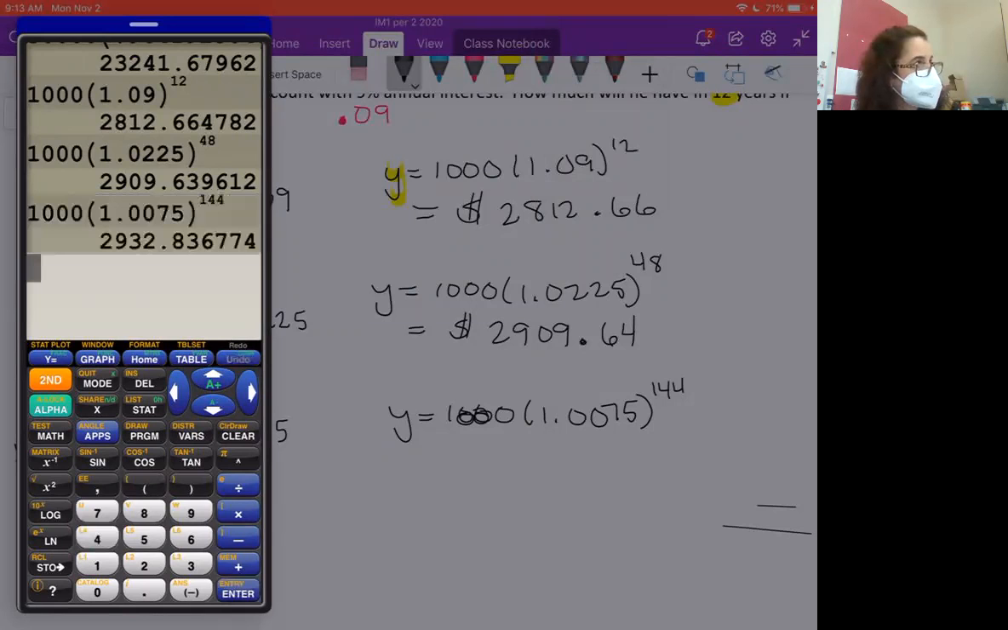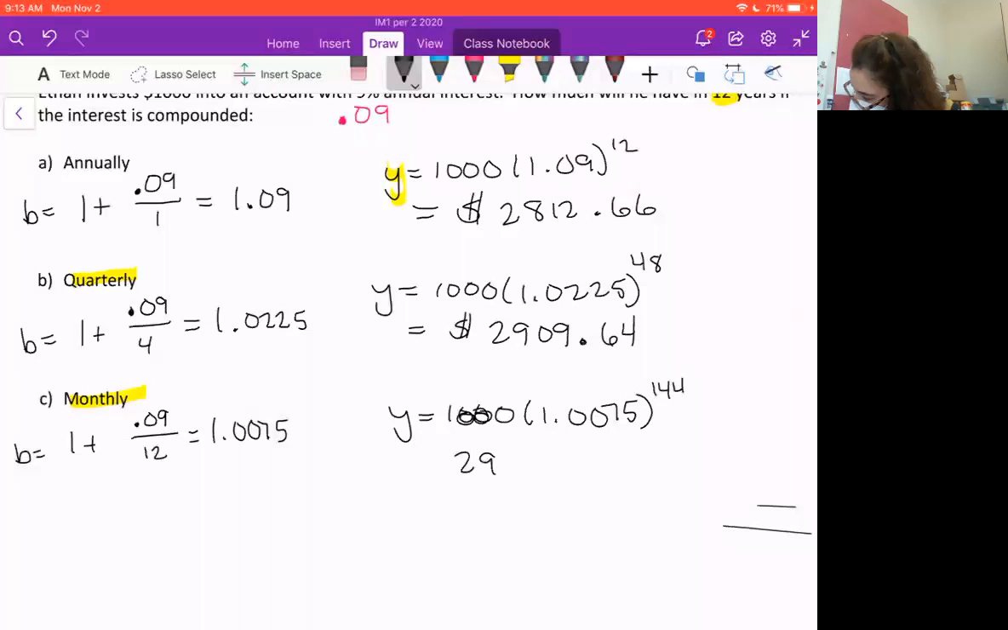So a teeny little bit more than part B. So less than $30 more than part B. But it is slightly better. So $2,932.84.